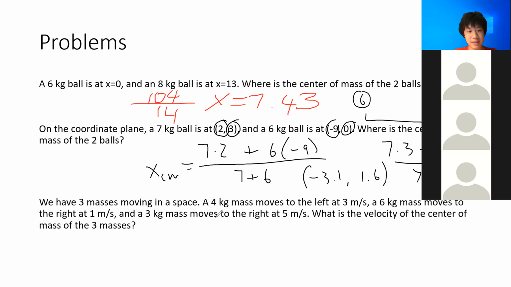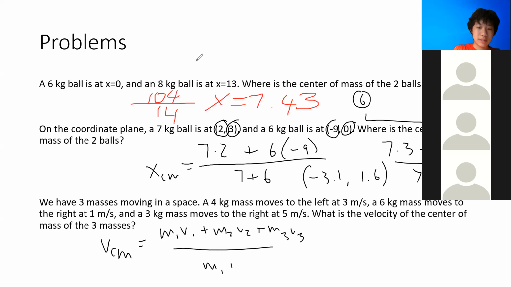left at 3 meters a second. The 6 kilogram mass moves to the right at 1 meter a second, and a 3 kilogram mass moves to the right at 5. What's the velocity of the center of mass? Well, we can use the formula for the velocity of center of mass, which is m1v1 plus m2v2 plus m3v3 all over m1 plus m2 plus m3. Basically the same formula, except we replaced all the x's with v's.